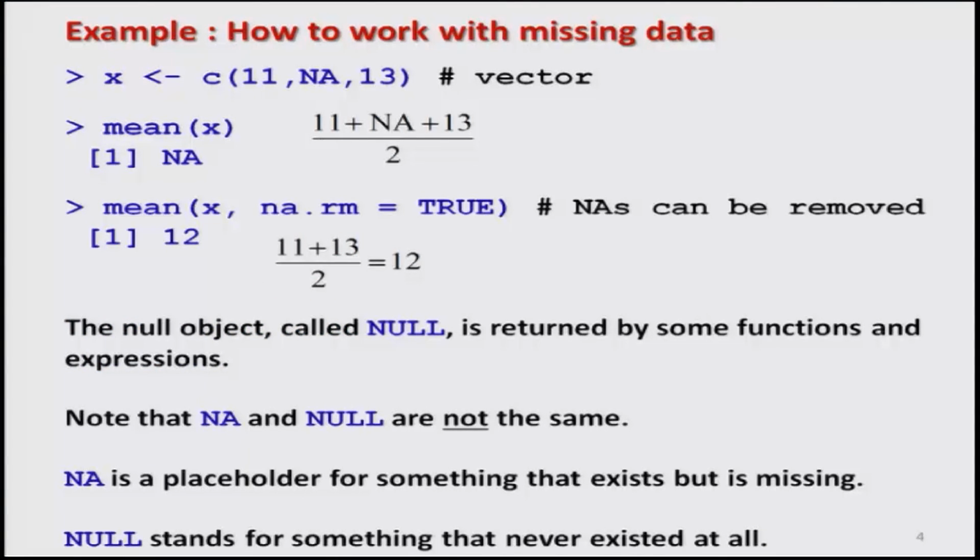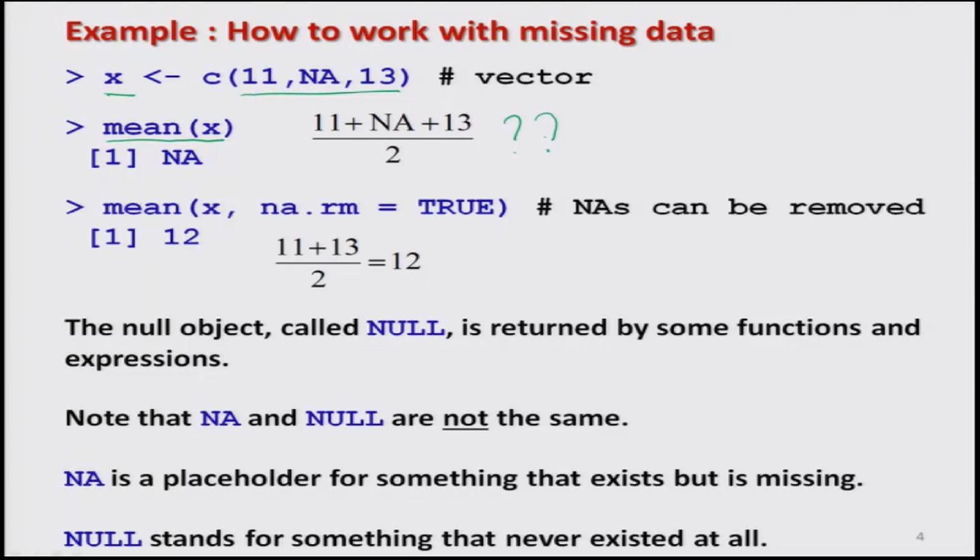Now, the next question: when there is a missing value in the data, how can one do the mathematical calculations? For example, I take the same data set 11, NA and 13, which are combined inside the variable x, and I simply try to find the mean of this x. Mean of x is the command to find the arithmetic mean. If I try to find it, this is 11 plus NA plus 13 divided by 2. Do you think I will get any value here?